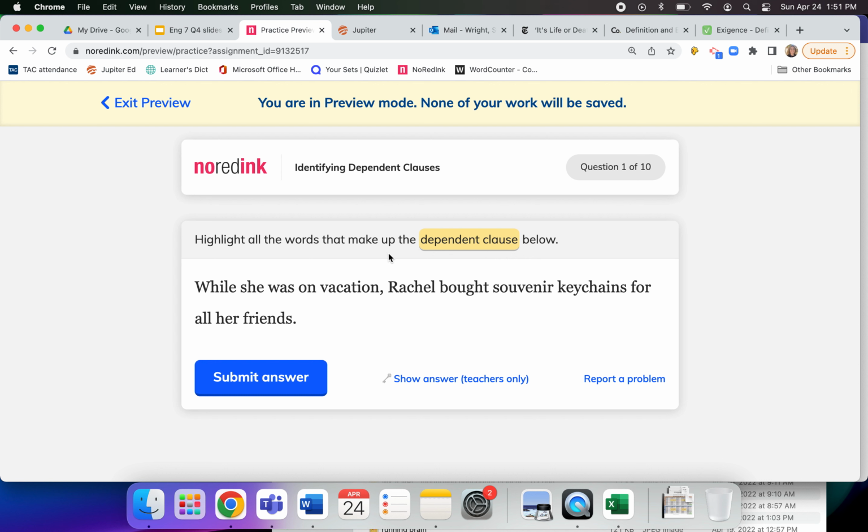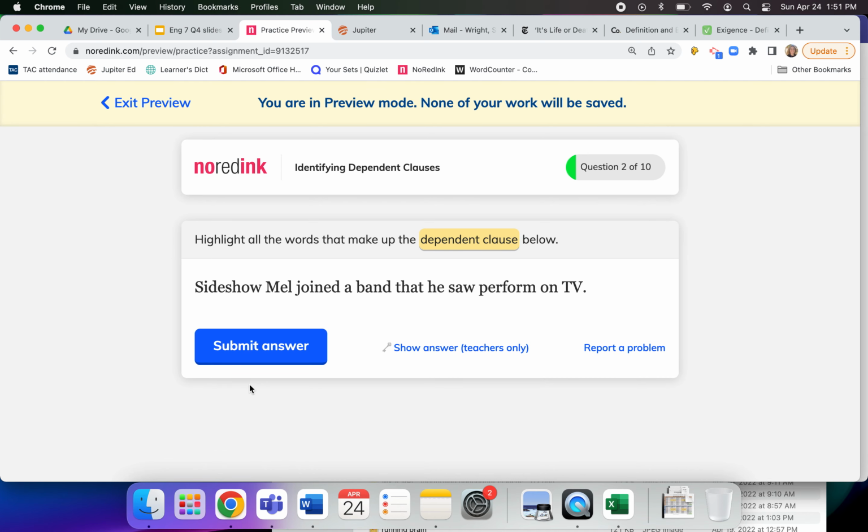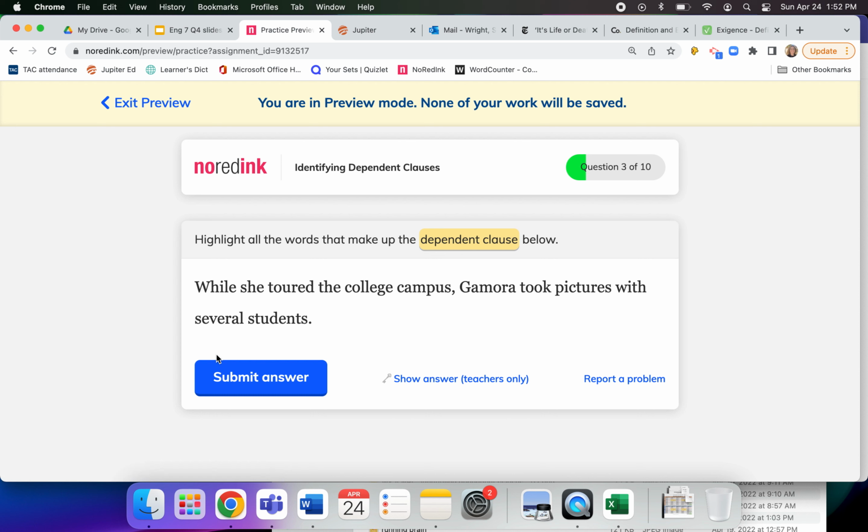So what's the dependent clause? Let's see. Rachel bought souvenir keychains for all her friends. That's an independent clause. That could be its own sentence. So this is the dependent clause: while she was on vacation. And we can tell because look, there's a SWABI. All right. How about this one? Sideshow Mel joined a band that he saw perform on TV. We see a SWABI, one of those subordinating conjunctions, so we know there's a dependent clause. Dependent clause: while she toured the college campus.